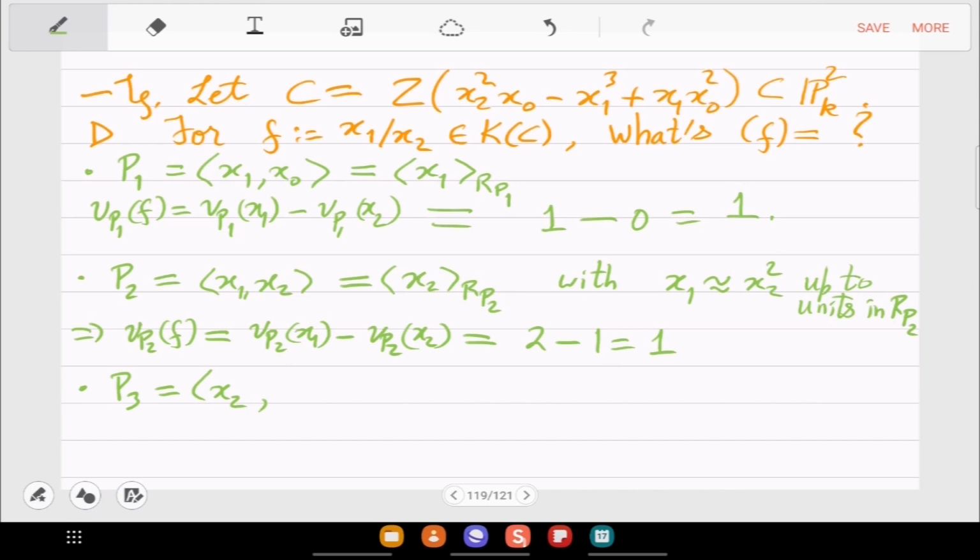So x1 plus x0 I set to 0. What is the uniformizer now? Yeah, so again similar calculation as for P2. You look at the equation, x2 square is kind of equal to x1 plus x0 up to units. So I again take x2 as the uniformizer in RP3 DVR.